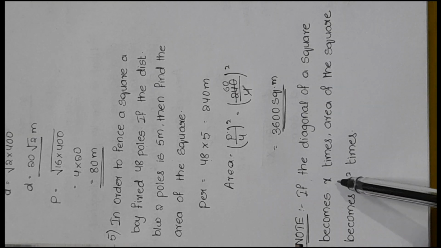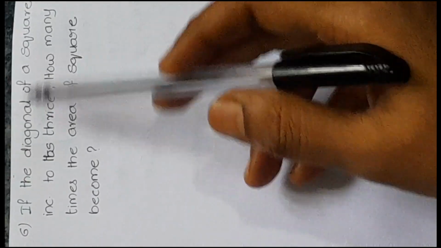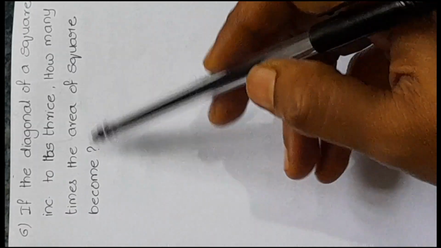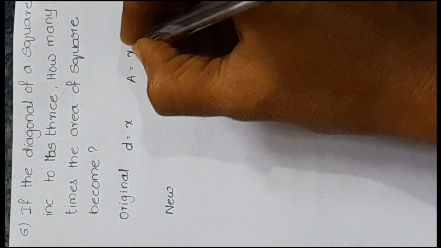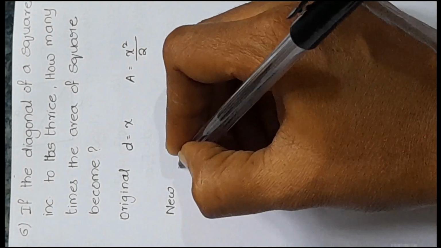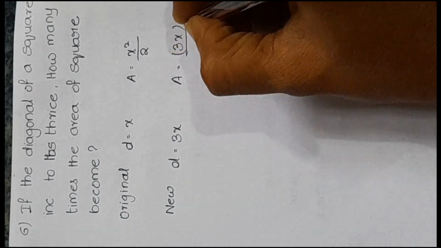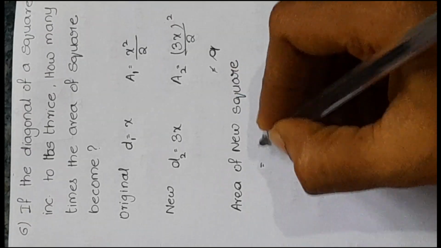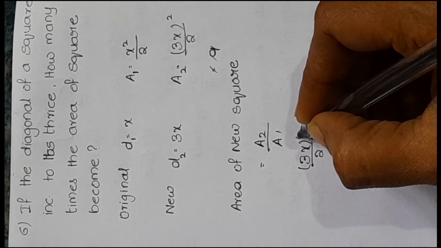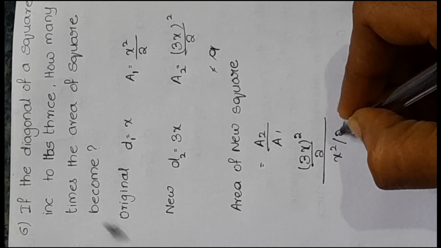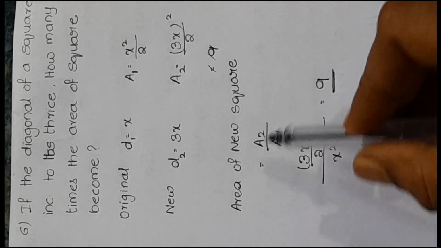Let us see a note point. If the diagonal of a square becomes x times, the area of the square becomes x square times. Let us see a problem. Question number 6. If the diagonal of a square is increased to thrice, how many times does the area of the square become? Let the original diagonal D be equal to x, and A is equal to x square by 2. Now the new diagonal D is equal to 3x and the area is equal to 3x by 2 whole square. The ratio of the area of the new square to the original, A2 by A1, is equal to 3x square by 2 divided by x square by 2. On cancellation we get 9. So the new area becomes 9 times the original area.